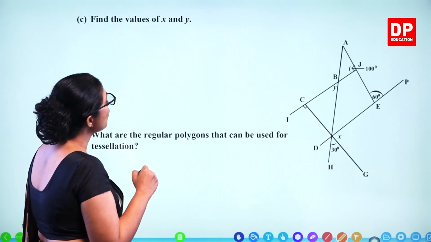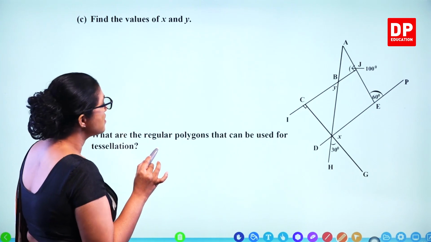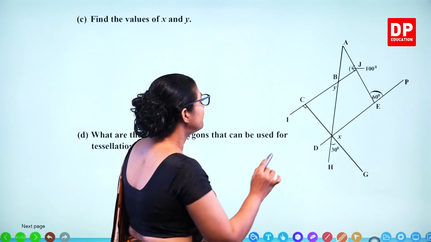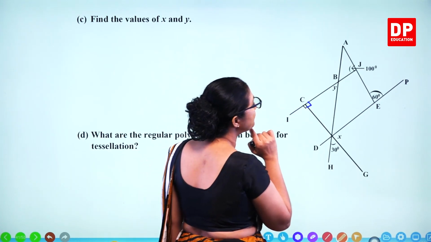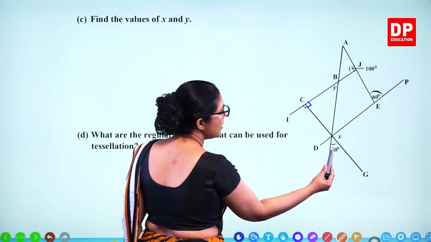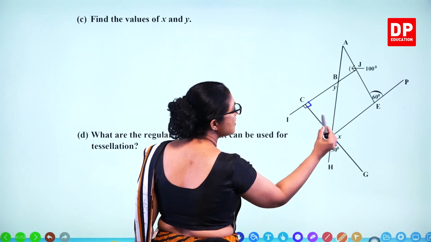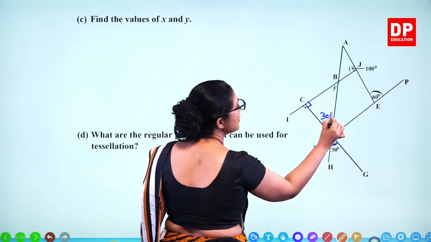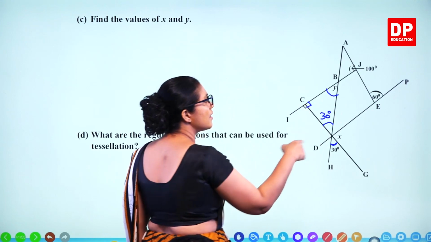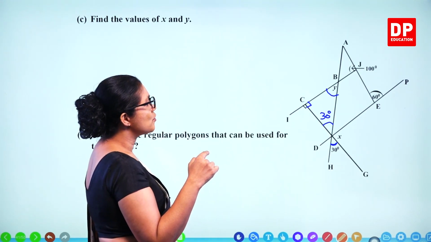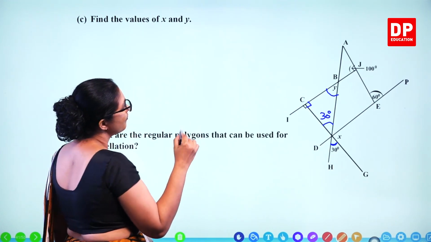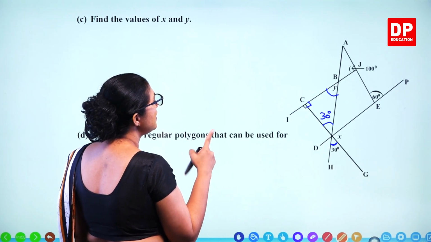Part C, find the values of x and y. You have to refer to the diagram given, x and y. So you have to look at it carefully. This is 90 given, so this is 90. So y is here. Now see, this is 30. This is same as this one, that's 30. Opposite angles are equal. If this is 30, what's y? The sum of angles in a triangle adds up to 180. So 90 minus 30, that's 60.